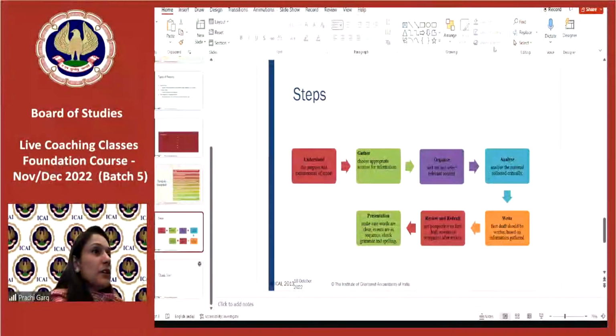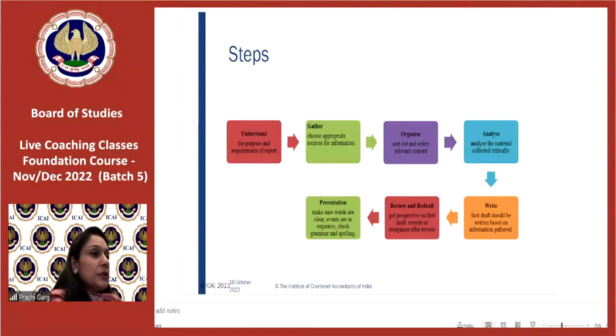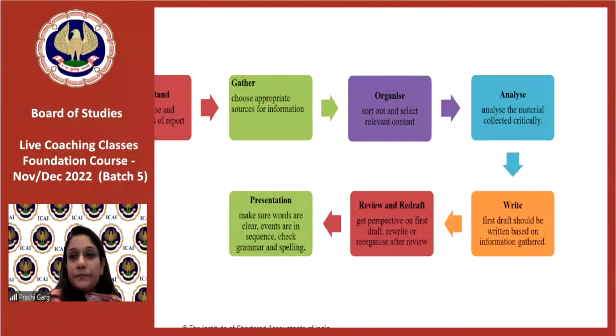Okay, now here are the steps of report writing. First, you understand the purpose and the requirement of this report. Now, if you're writing a report, like I said, you're not writing for your leisure. You're writing because you want to report about something or you want to tell people about what happened, right? So that is the purpose and the requirement of the report. You have to make sure that it is very clear for you. You need to understand it first before writing, right?